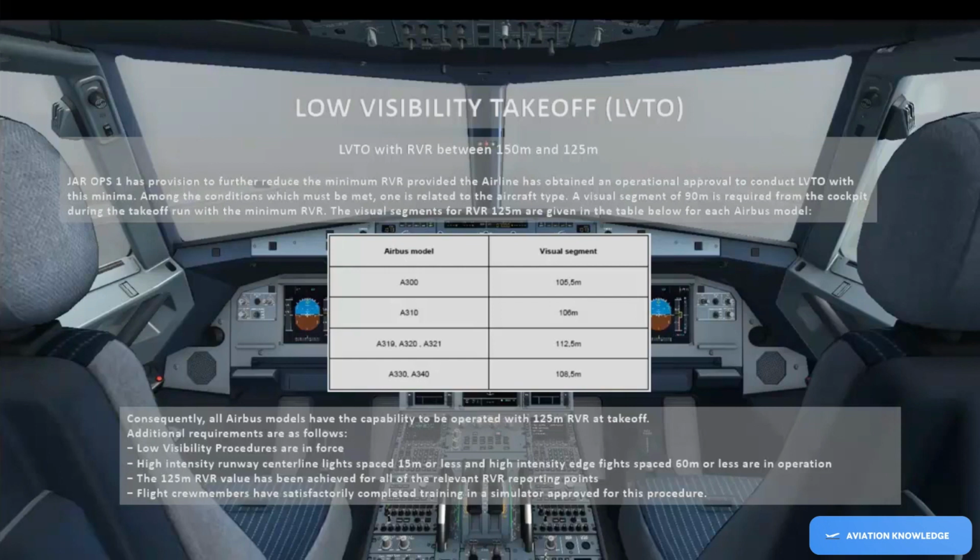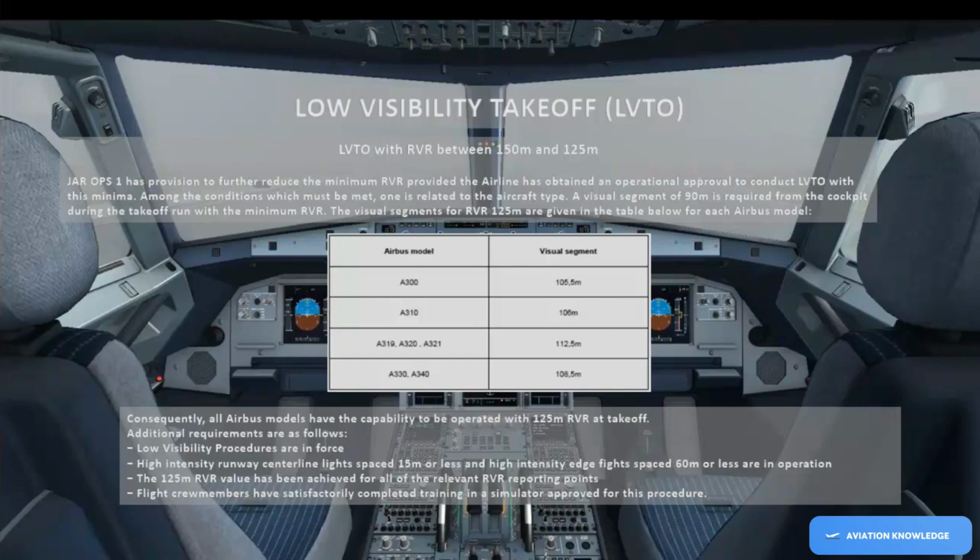The visual segments for RVR 125 meters are given in the table below for each Airbus model. Consequently, all Airbus models have the capability to be operated with 125 meters RVR at takeoff.